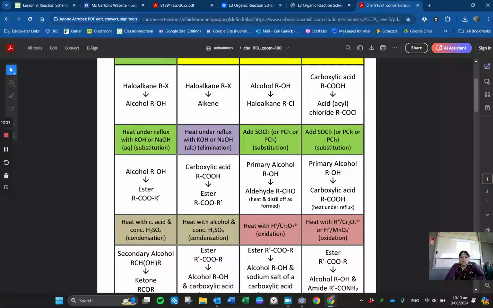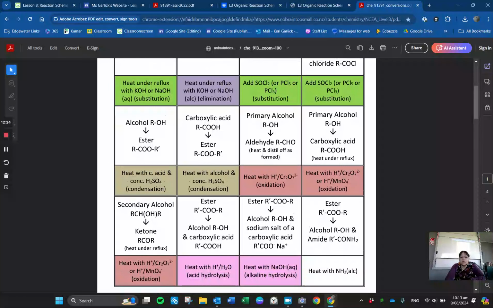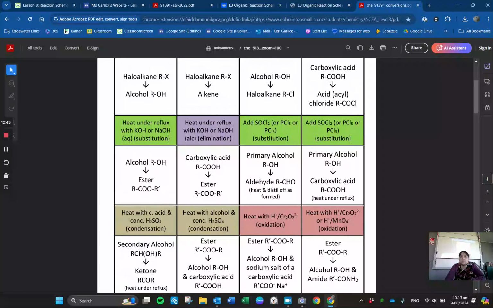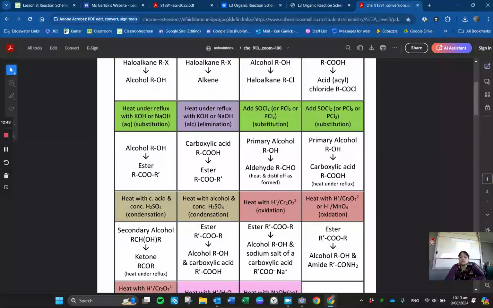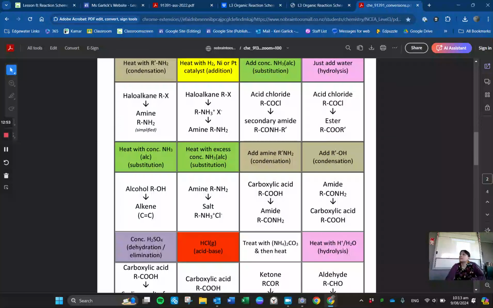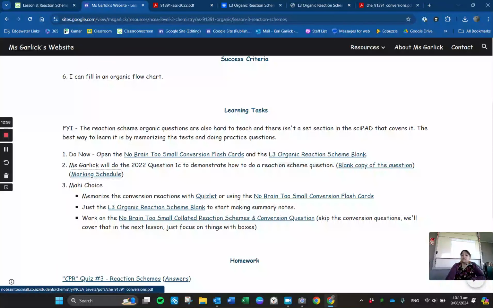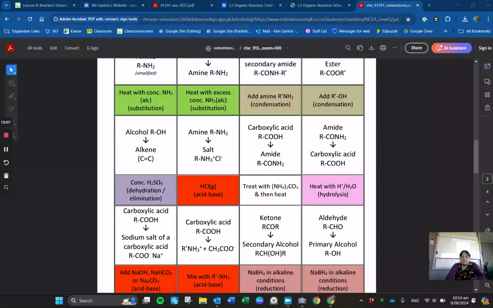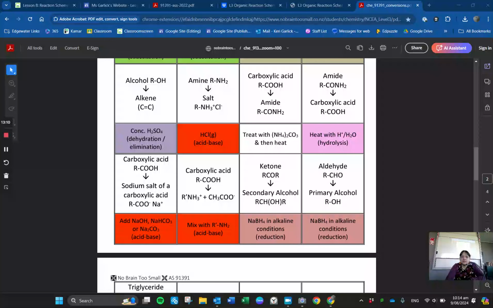All right. So we are looking for concentrated sulfuric acid just on its own with heat. That is concentrated sulfuric acid with an acid, sorry, carboxylic acid. That's one with the alcohol. So that's not what we want. That's up here. Have I uploaded this? Yeah, it's on my Google site. On the Google site, there's the No Brain Too Small conversion flashcards, and there's a blank reaction scheme. So there's two things here to help us answer these questions, okay? Let's see. Here we go.